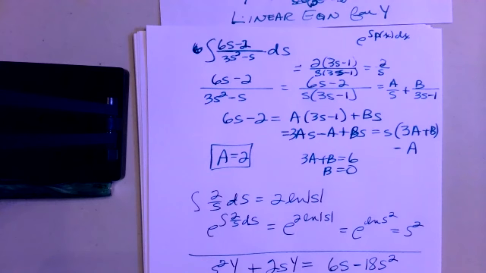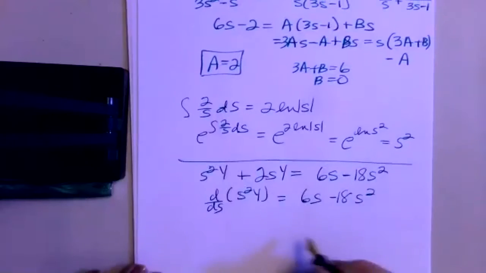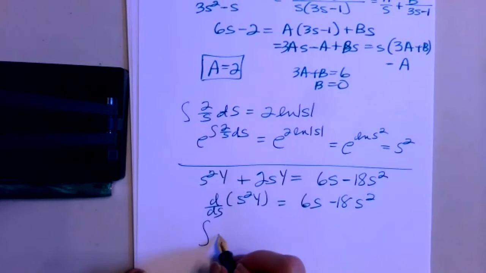Okay, and notice that this is the perfect derivative of s squared Y. Now you multiply by ds and integrate.